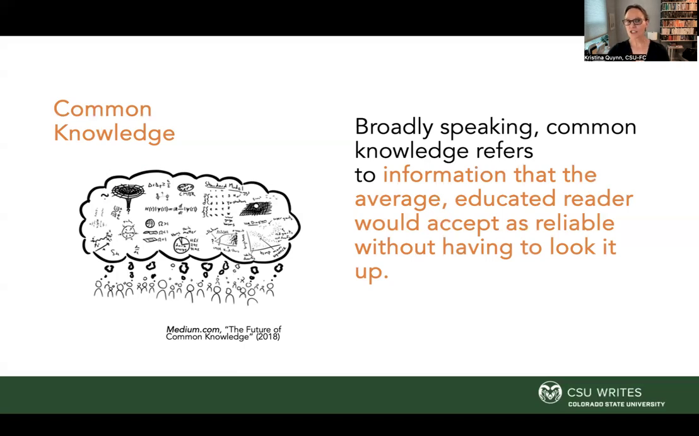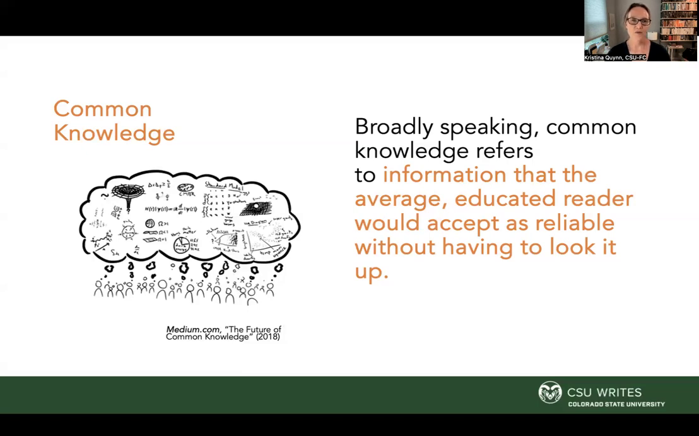Oftentimes, common knowledge comes up, and broadly speaking, that's something that people commonly know and you do not have to cite. It's something that an educated reader would reliably know without having to look it up. Note that common knowledge shifts based on your readership. You are writing for expert readers, right? People who are experts in the field. And so that changes a little bit of what you can take for granted.